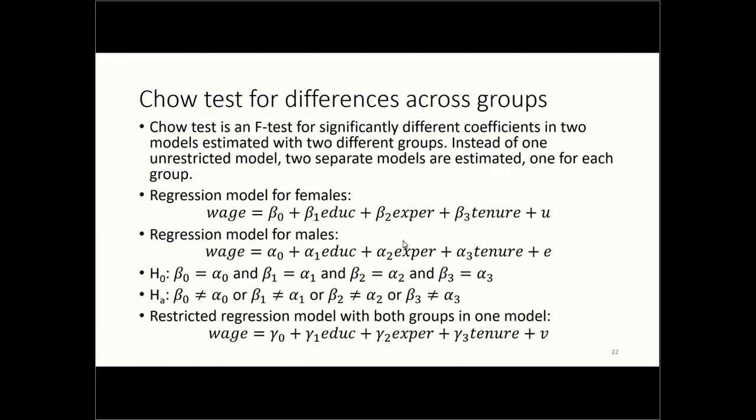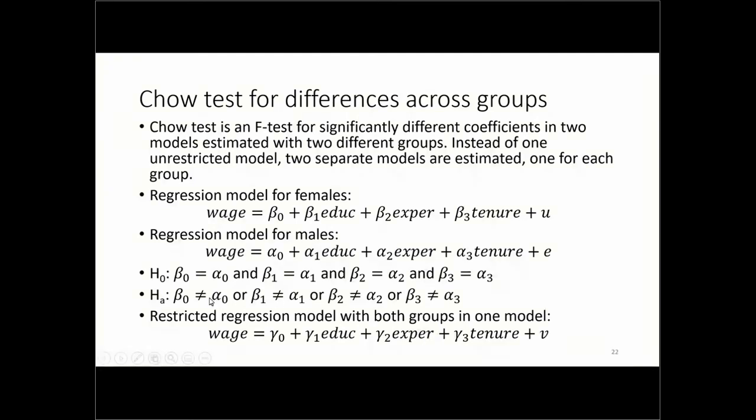Another very equivalent way to test for differences across the two groups is called the Chow test. The Chow test is an F-test for significantly different coefficients in two models that are estimated with two different groups. So instead of having one unrestricted model, two separate models are estimated, one for each group. Here we would have the regression model for females, the regression model for males, and this is the regression model with both groups where the coefficients are basically the same for males and females. Notice we don't have any interaction variables here because this is only females, this is only males. Here female would be equal to one for all of them, and female would be equal to zero for all of them. So we cannot do interaction terms here. And that's the restricted model.